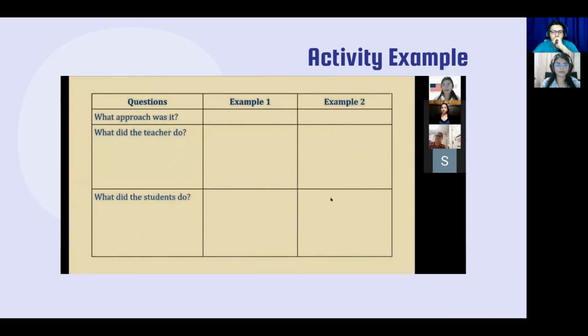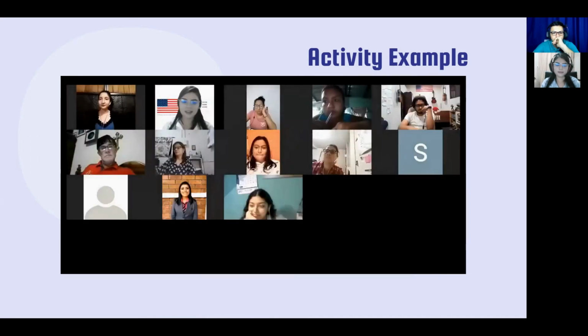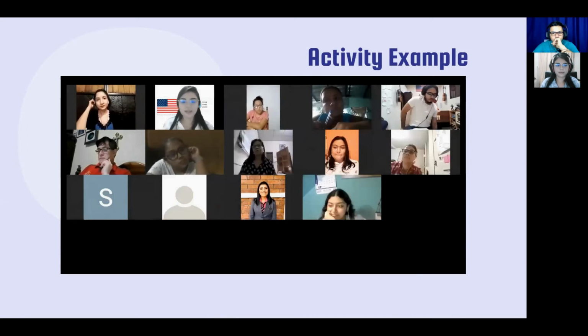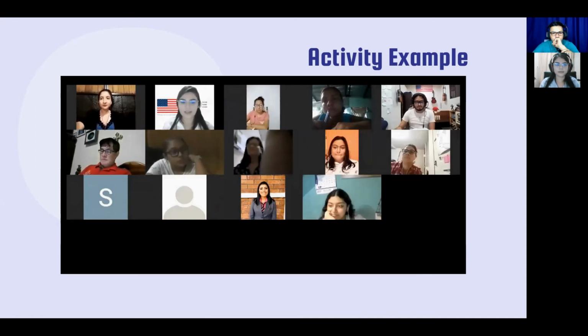So I will create breakout rooms for you to share some ideas, for you to discuss what is the approach in there. And as I told you, you have this document in the WhatsApp group, right? This is the one that I sent this morning. So you have it there. Some of you printed maybe. And let's now move to the breakout rooms.